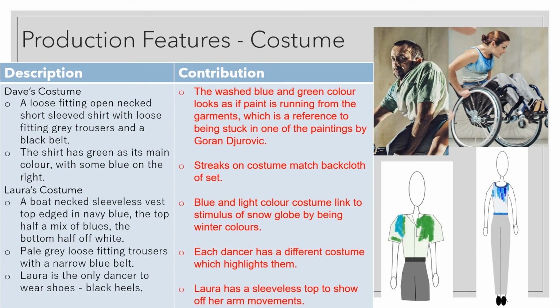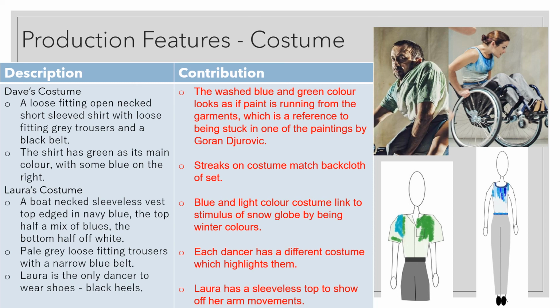So how does this contribute to the rest of the work? So the washed blue and green colour looks as if it's like paint running off the garments, which is a reference to being stuck in one of the paintings, which is a stimulus. So the selection of paintings, Unknown Secrets by Goran Jurovic, is one of the stimuli. So directly taken from the costume, the painting colours are coming through in the costume, and the streaks on the costume match the back cloth of the set.